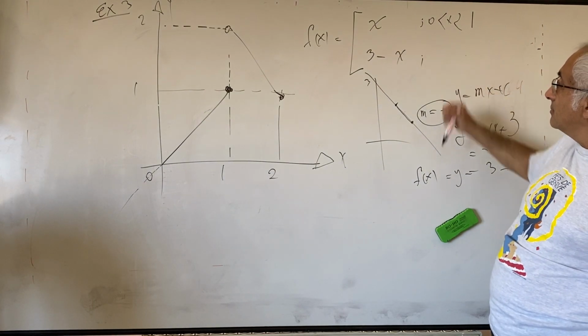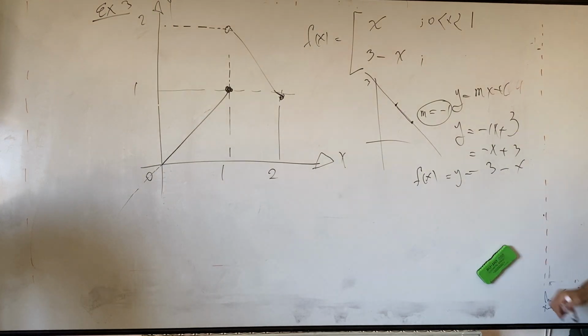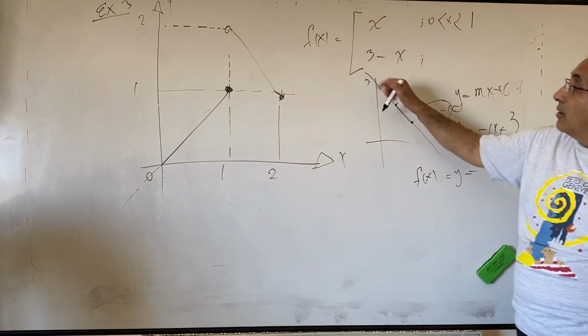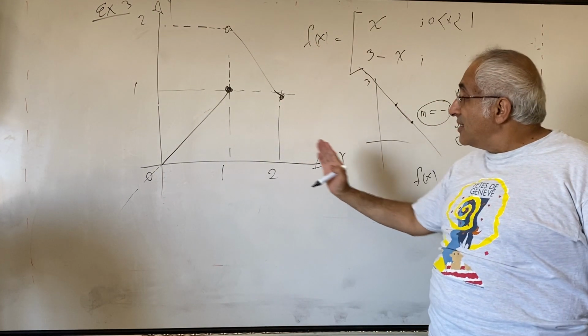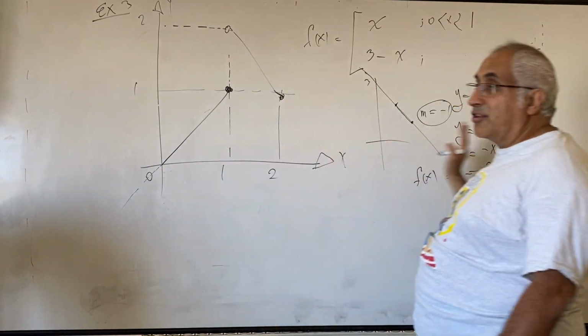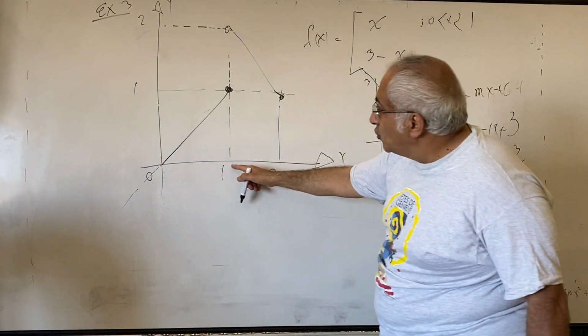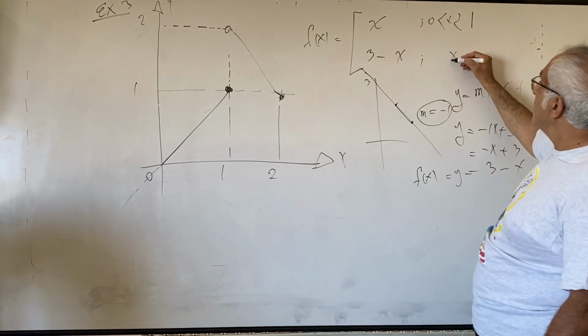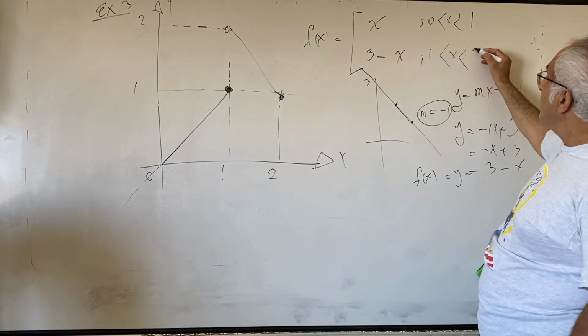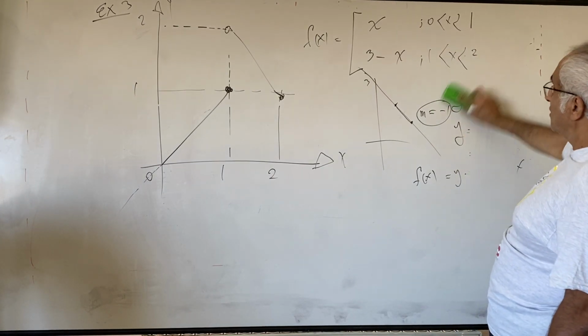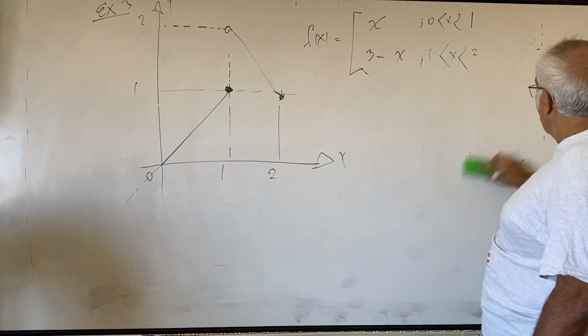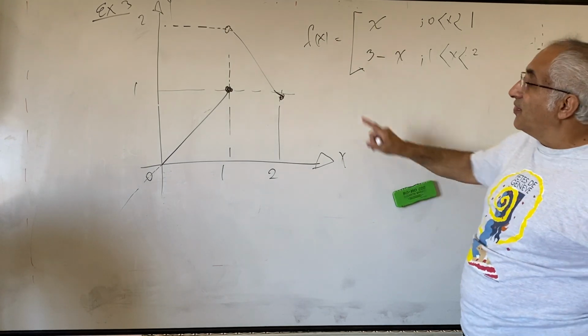3 minus x. All right? But I don't want it all the way behind the minus 0 and all the way above the 2. I just want it from between 1 and 2, so where x is between 1 and 2. So, ladies and gentlemen, you will not be asked to find the equation of the line.